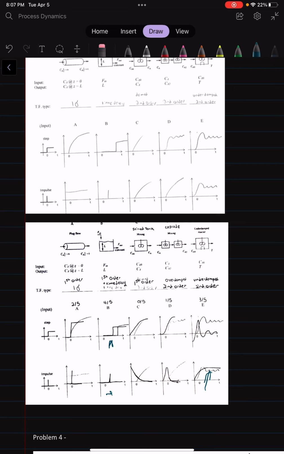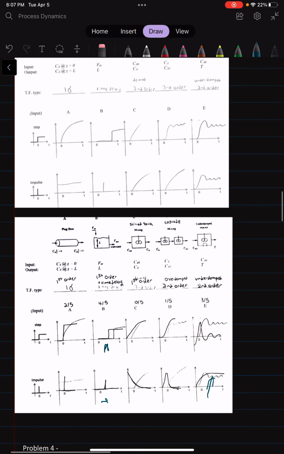The stirred tank is a little bit different. It should be first order in response, but it's a ramp and a decrease, so an inverse ramp. So this is because your concentration in takes a bit to stir around and you get your concentration out.